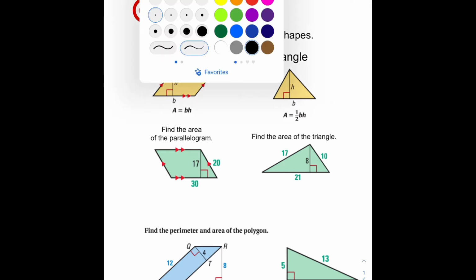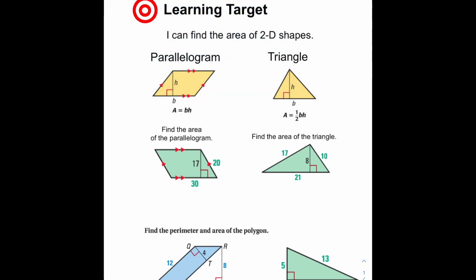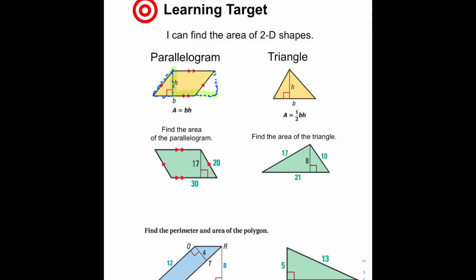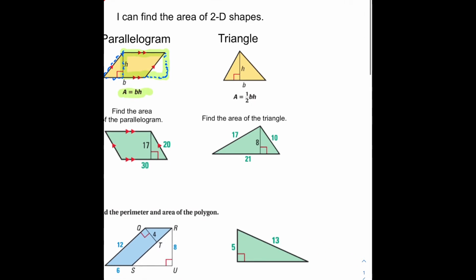And again, the reason why that works is if I were to cut this out and move it over here, if we were to outline it, we'd end up with a rectangle. So where we find the base and where we find the height may change, but essentially our area formula is base times height. A triangle, again, is very similar to the area formula of a parallelogram.